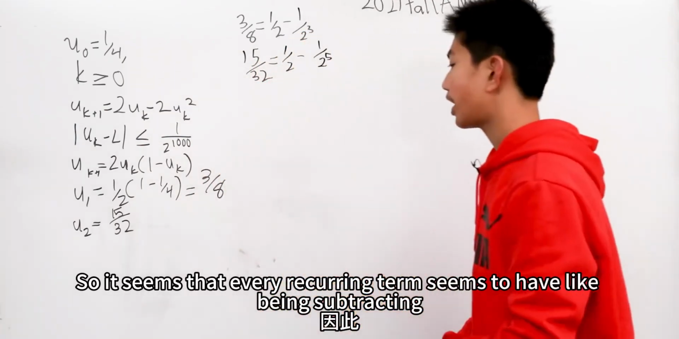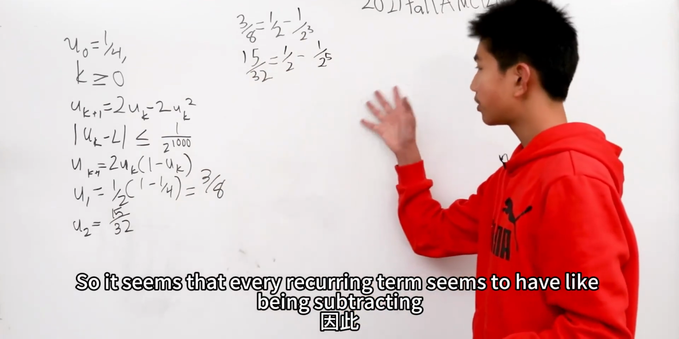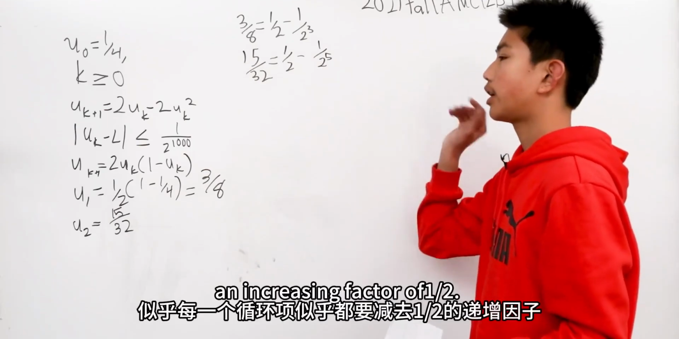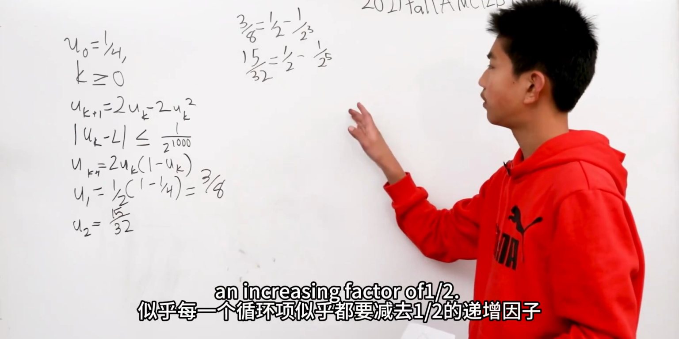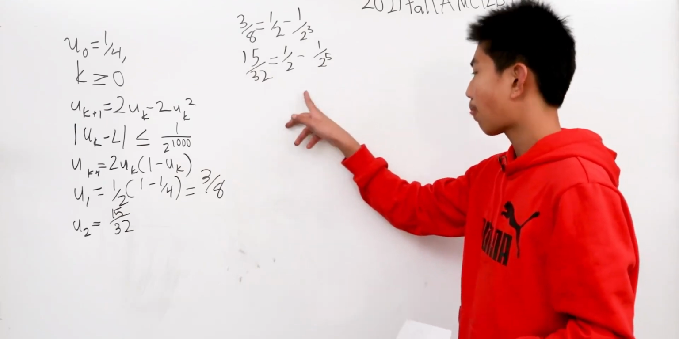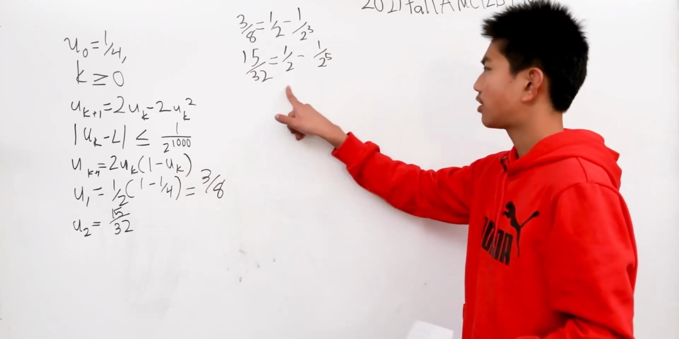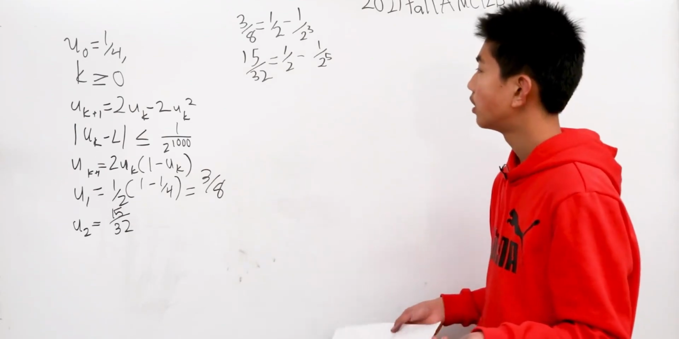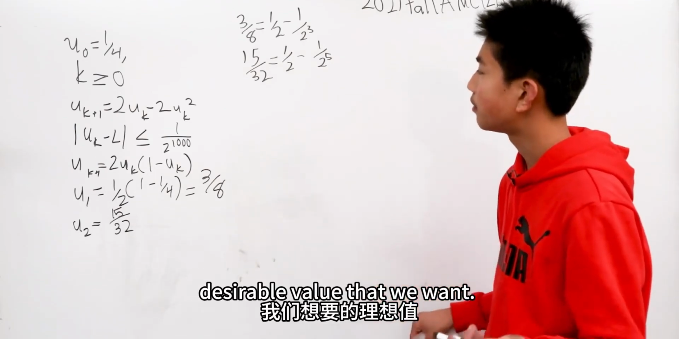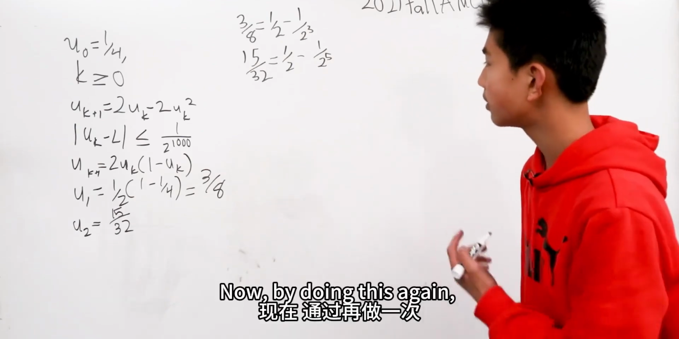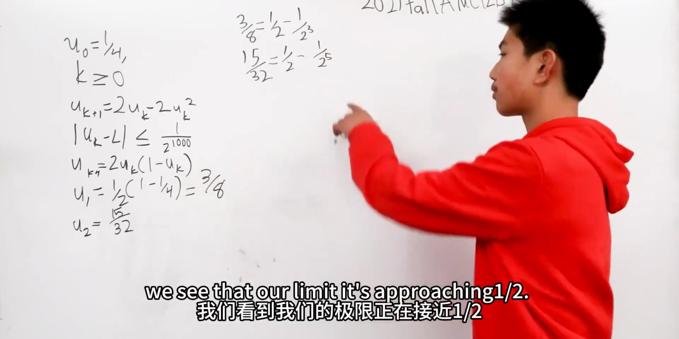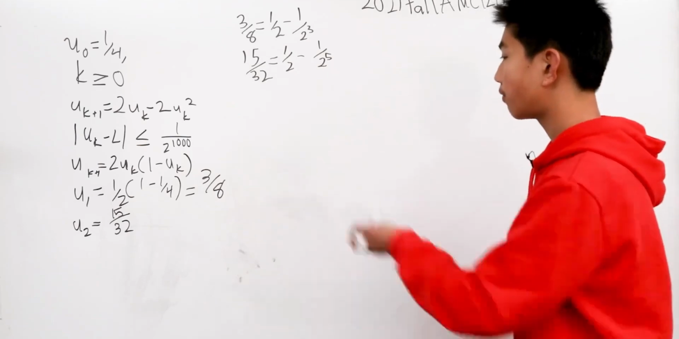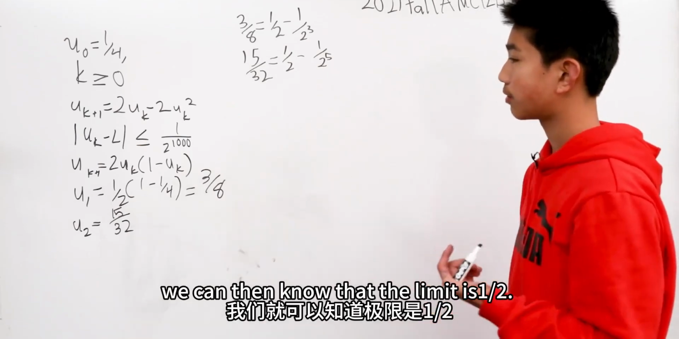So it seems that every recurring term subtracts an increasingly small power of 1/2, and so the sequence gets closer and closer to a value. Now, by doing this again, we see that our limit is approaching 1/2. So if it's approaching 1/2, we can know that the limit is 1/2.